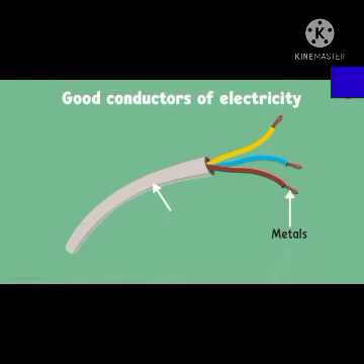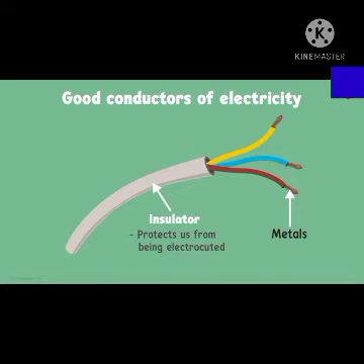If we have a battery and a bulb connected in a circuit with a metal wire, you will see that the bulb will glow. And because they are good conductors of electricity, they are coated with a rubber-like material. This rubber-like material acts as an insulator which protects us from being electrocuted if we touch the wire by mistake.